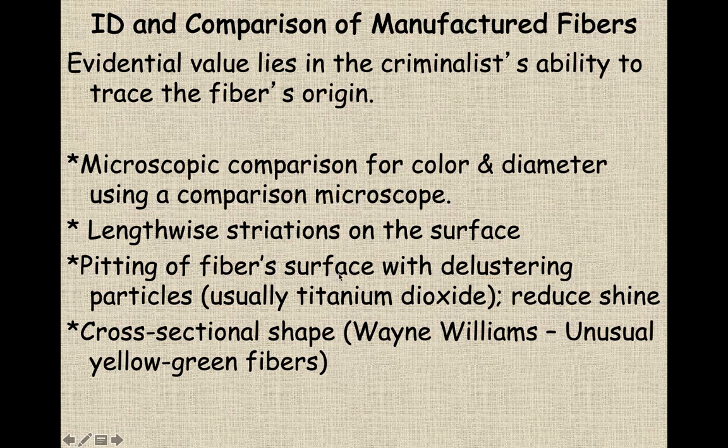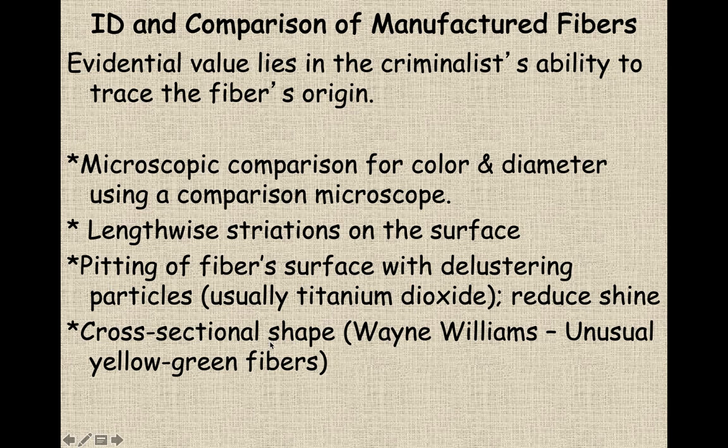Pitting of the fiber surface with delustering particles. Many fibers, when they're manufactured, are extremely shiny. They have a high luster to them. And titanium dioxide is used to deluster those fibers. So if you think about a white cotton t-shirt after it's been cleaned and bleached and woven into a textile, imagine it reflecting light to the point where your shirt was almost shiny. So what they do is they treat certain fibers with titanium dioxide to get rid of that shine and that luster. And as a result, you get pitting in the surface. It roughs up the surface a bit.